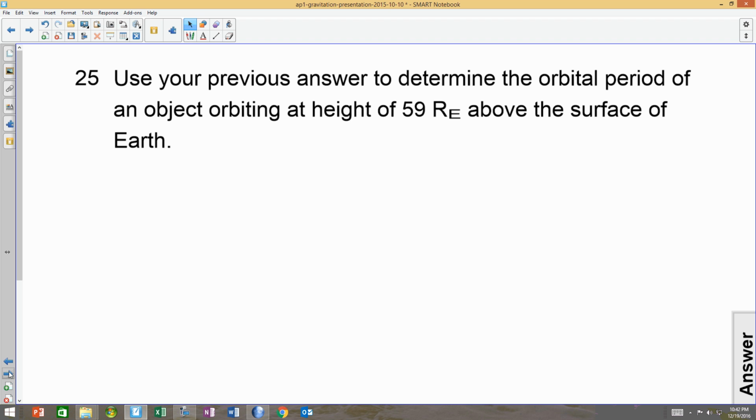Use your previous answer to determine the orbital period of the object orbiting the Earth, 59 Earth radii above the surface. Go ahead and pause the video.